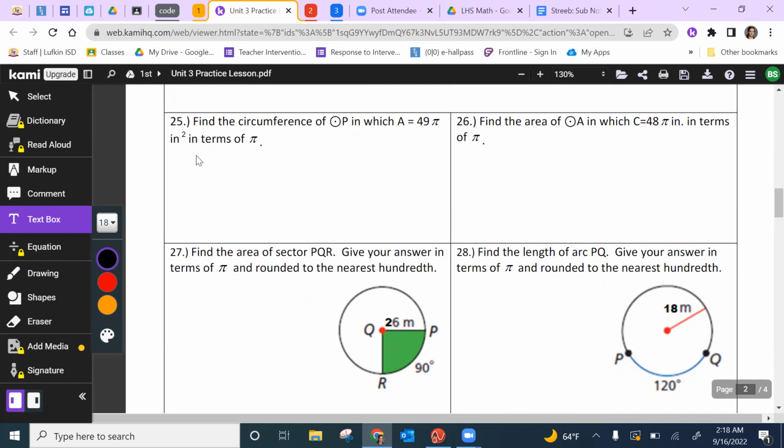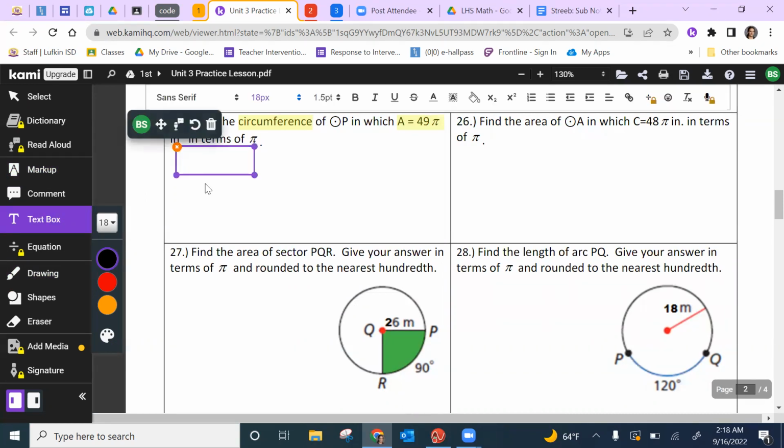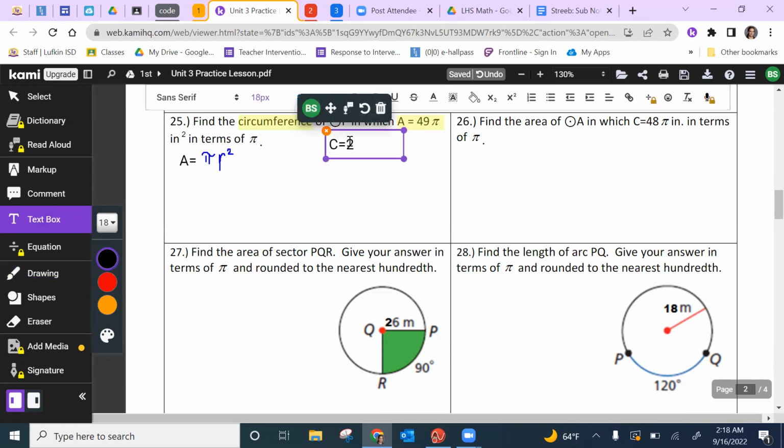Okay, so our next question asks us to find the circumference when we know the area is 49 pi inches squared. So remember, just like we did on our assignment, we have to have two formulas. So we need the formula for area, which is pi r squared. And we also need the formula for circumference, which is 2 pi r.